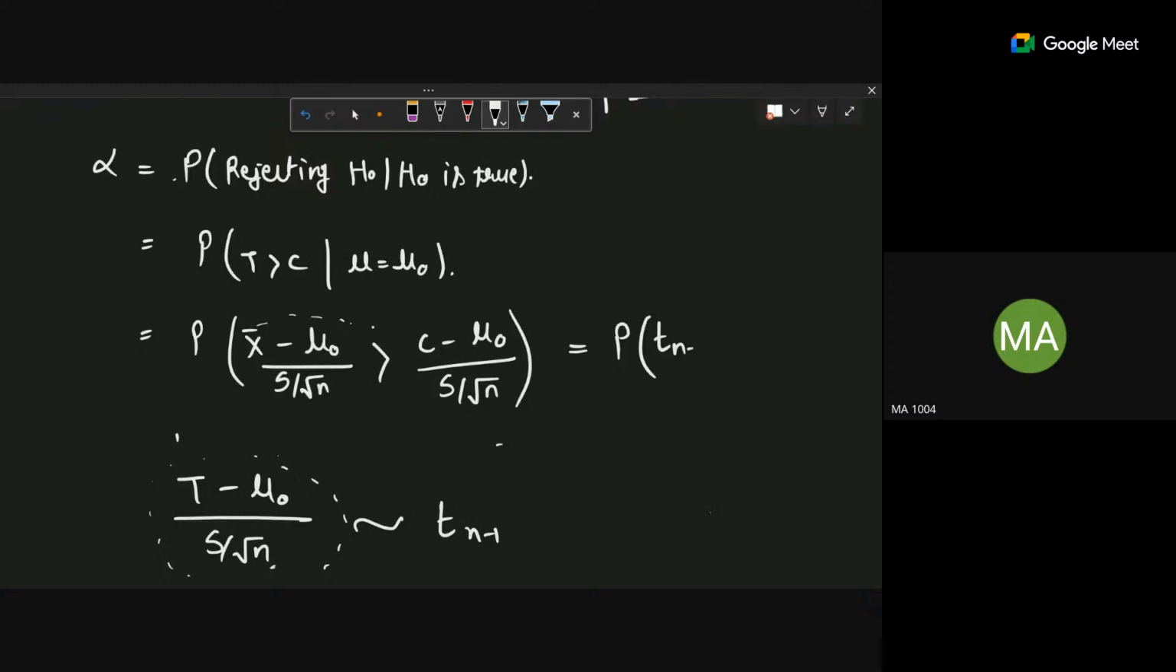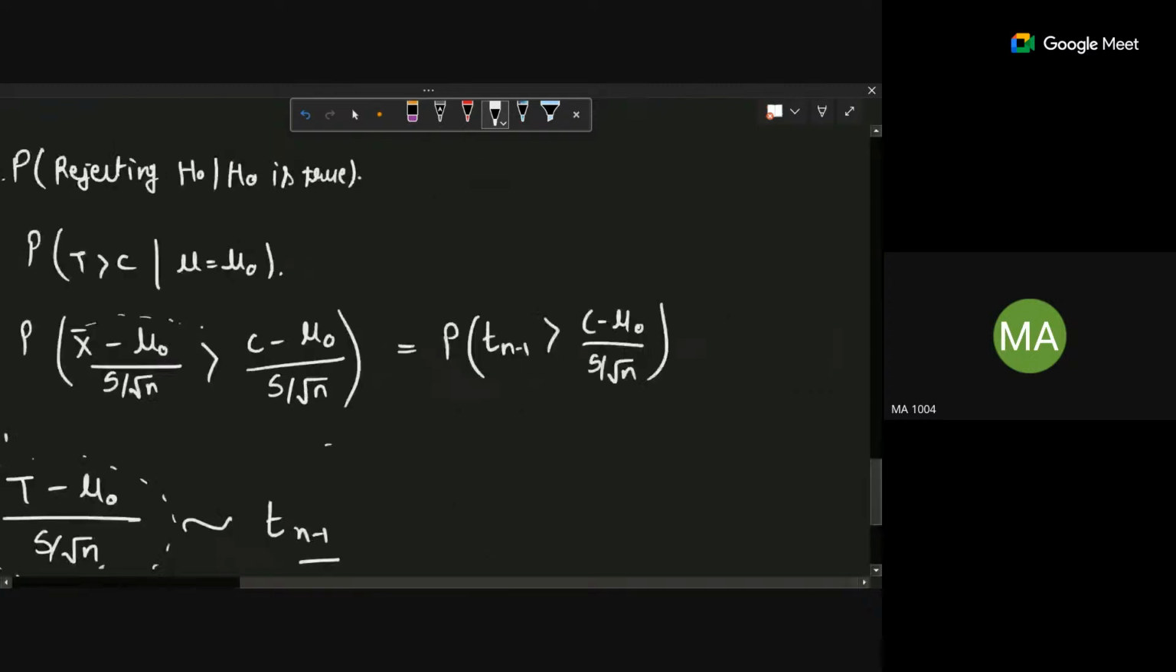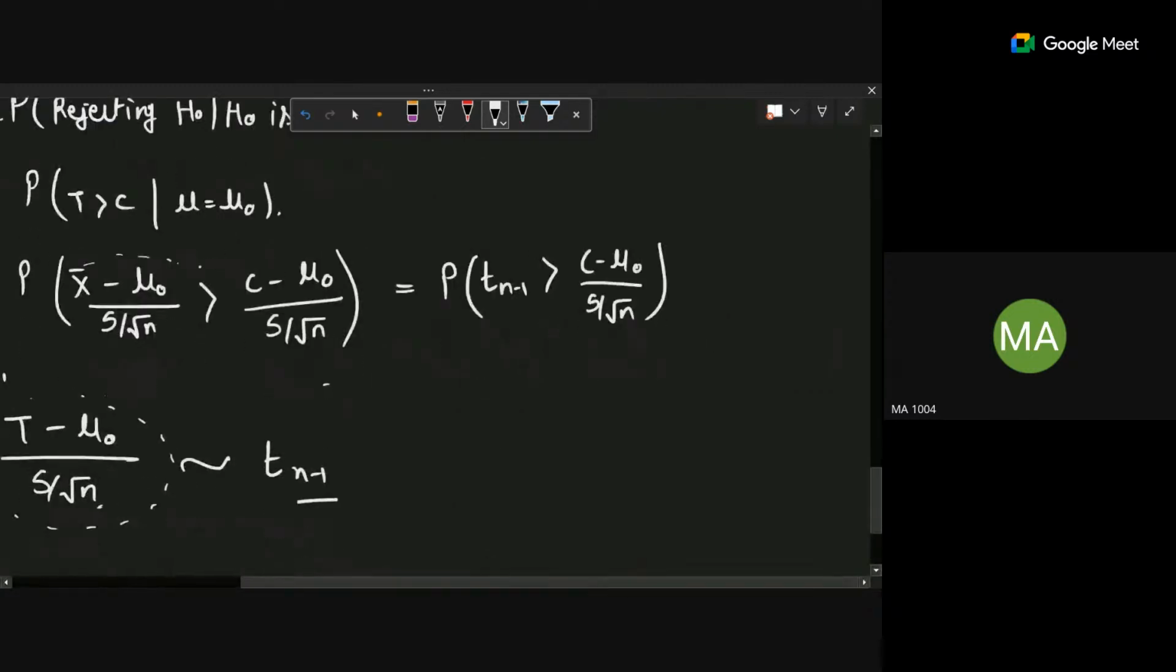T n minus 1 is greater than, let's say. So again, if it is following some distribution, let's say (c minus mu naught) upon s by square root n. If there is a distribution, then obviously there will be a PDF and CDF, right? And we are checking what is the probability that this distribution is taking values greater than this one.